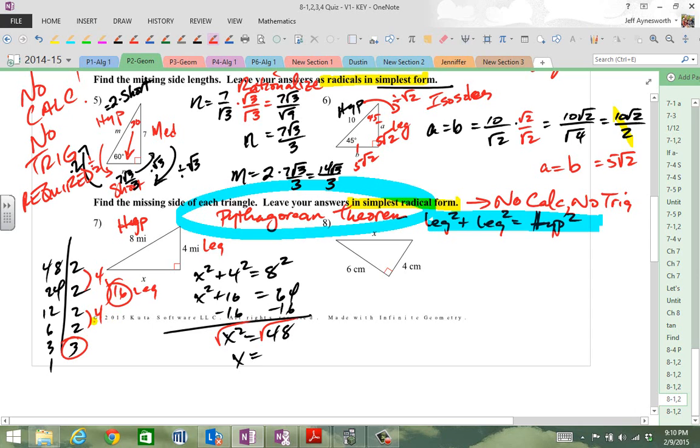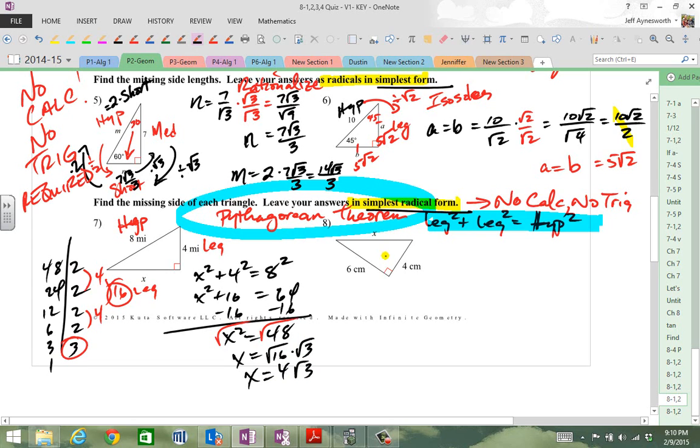So these are the factors right here. 3 times 16 is 48. So you split the root. Root 16 times root 3, well, that's just 4 root 3 and you're done. That's called simplest radical form, my friends, and that's what we've been practicing for months. Get good at it, okay?